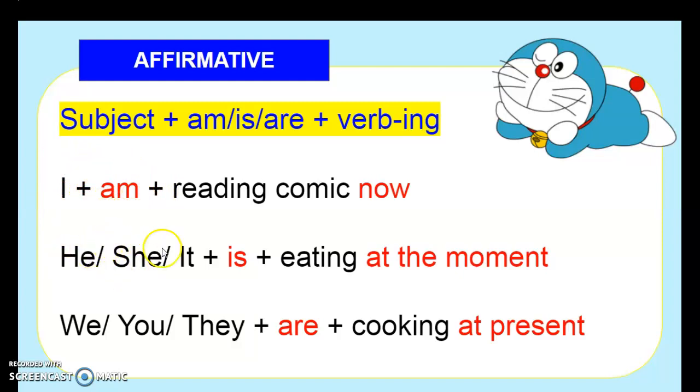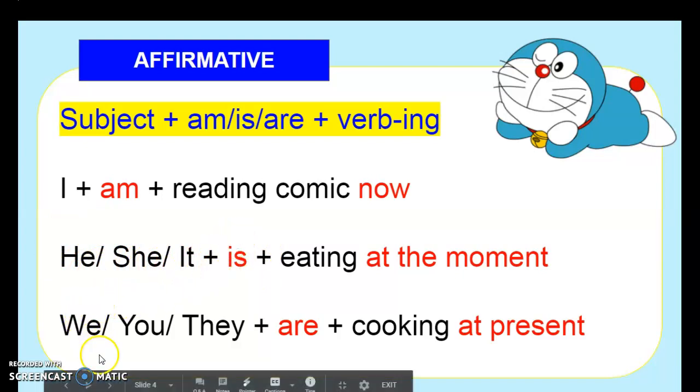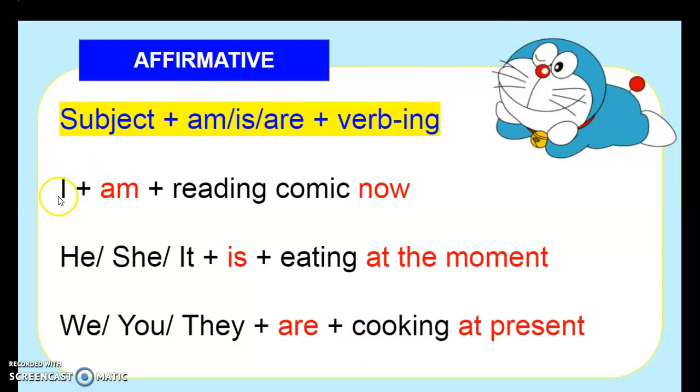For he, she, it, atau third person singular, untuk orang ketiga tunggal, he, she, it, to be-nya is. And for we, you, and they, to be-nya are. Get it? Okay. Now I'm going to read the example.